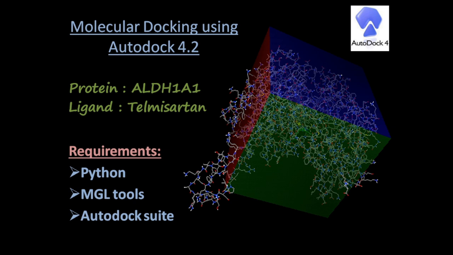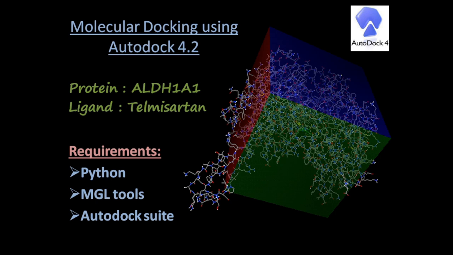So in this video, I am going to use aldehyde dehydrogenase 1A1 as protein and as ligand one approved drug, telmisartan. Telmisartan is an anti-hypertensive drug used to treat high blood pressure. So using this protein and ligand molecule, I am going to show you how to perform molecular docking using Autodock 4.